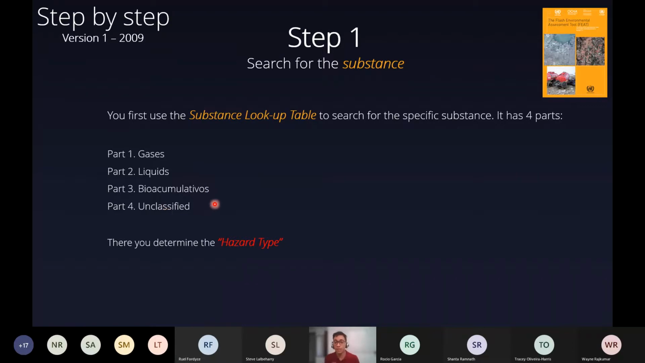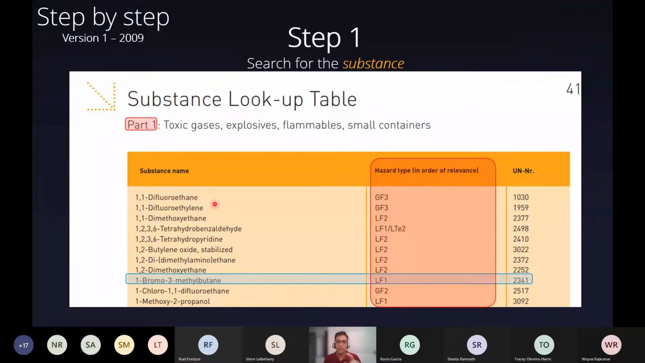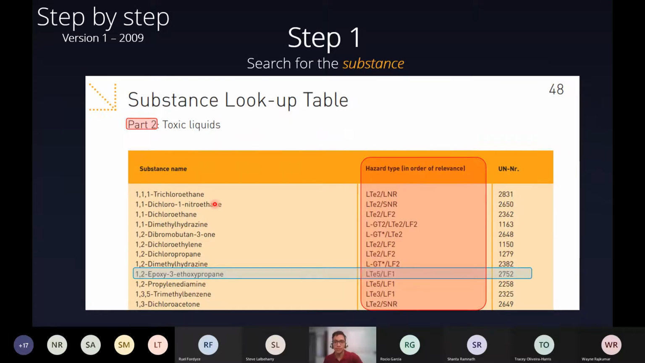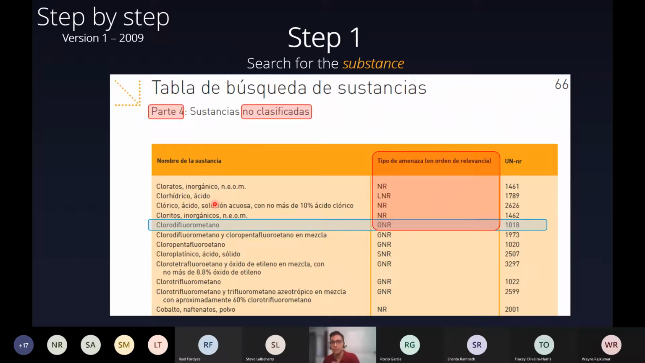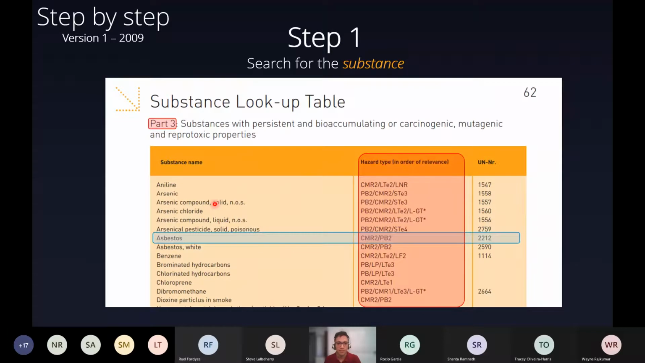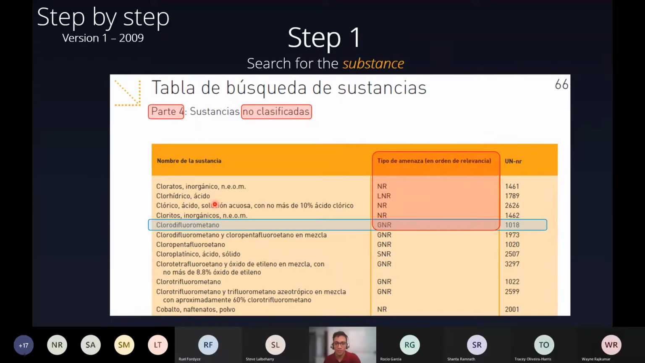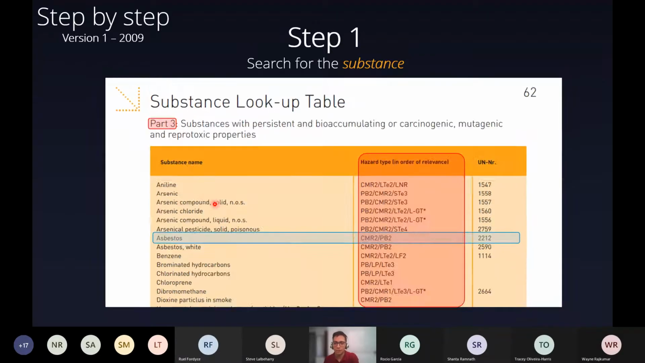In there, you determine the hazard type, like in the first step for the pocket guide. If you go to page 41, you will find the first part. In page 48, you will find part 2. In page 62, part 3, and in page 66, part 4. This one is in Spanish, but approximately in page 66, the part 4.